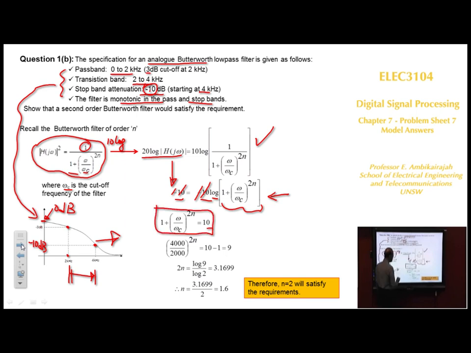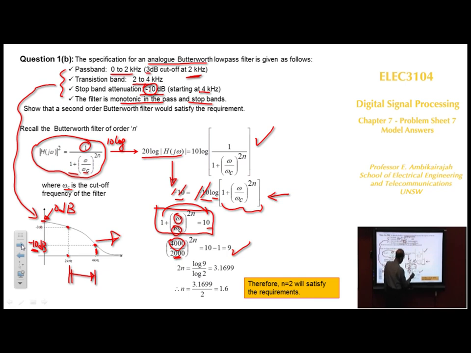Now you substitute the value. We've been given that the cutoff frequency is 2 kilohertz, so that's 2 kilohertz for that part. And we put in the -10 dB at 4 kilohertz, so this will become 4 kilohertz now. If you simplify this, 10 goes on that side, that will be 9. This one will be 2.